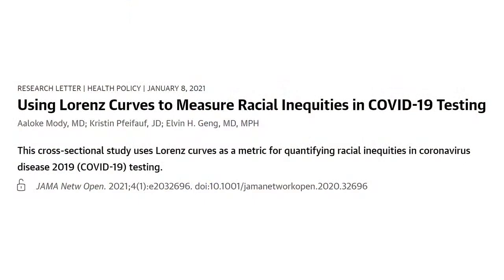Today, we are talking about using Lorenz curves to measure racial inequities in COVID-19 testing. We've got first author, Dr. Alok Modi, with us. Welcome, Dr. Modi. Thank you so much for having me here. Great. Well, thanks for joining us. This is a really interesting paper with some very pretty figures. So first, if you could just tell us who you are, what you do, and why you did the study.